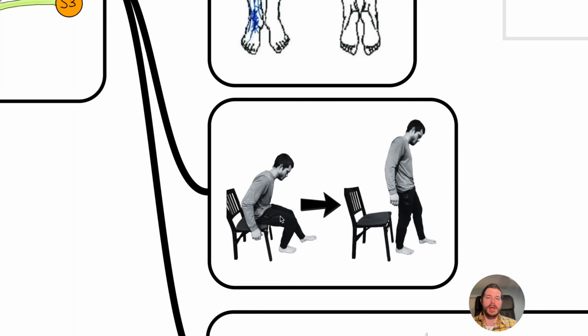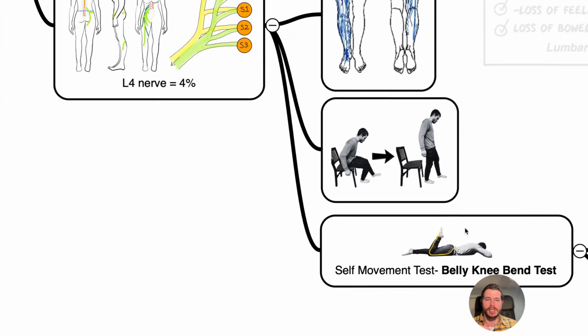So go ahead and pick the good leg first and do as many as you can safely on the good leg, and then try it on the bad leg and see if there's a clear difference side to side. A nice self-movement test for you there.